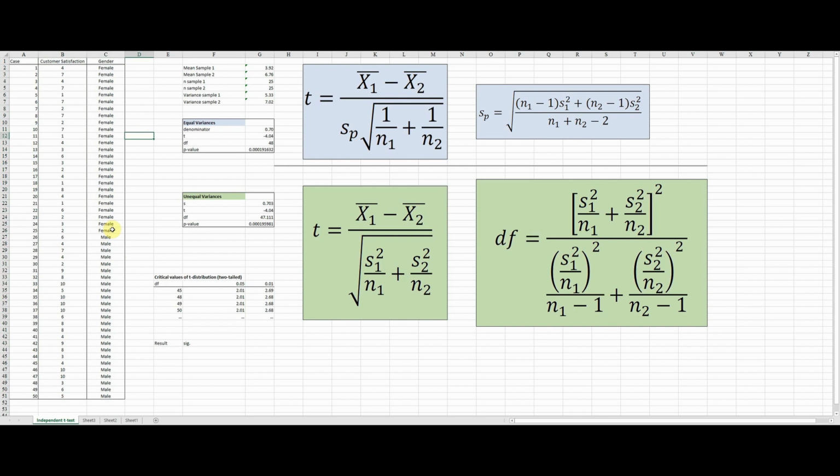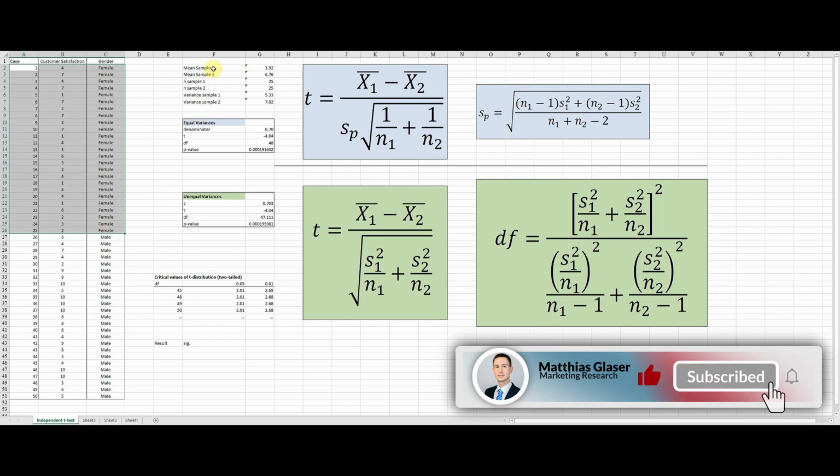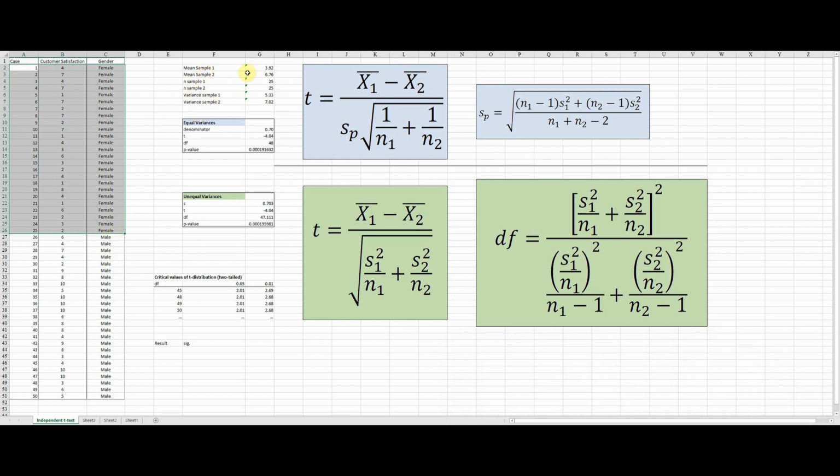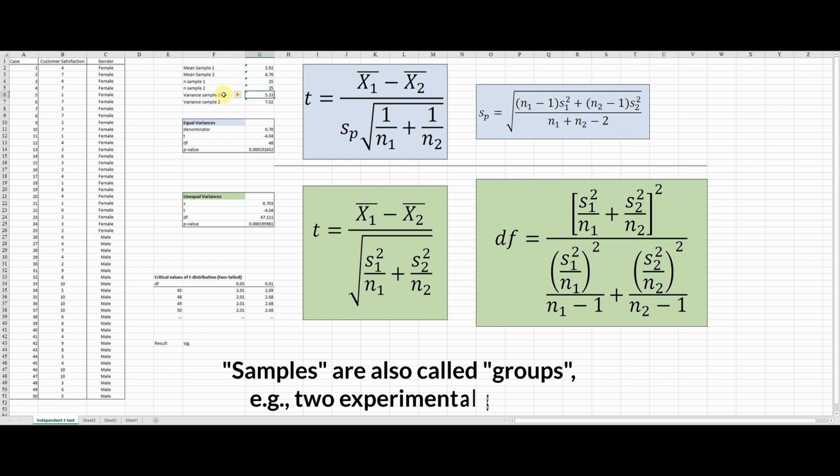Maybe one gender is a more critical customer than the other, but we would just want to look at the empirical results. What you will do first is to calculate some descriptives for each of those two groups. So we would calculate the means for each group. You calculate the mean by adding up all the customer satisfaction values and then dividing it by the number of cases. Then n is the sample size, so we have 25 cases in each sample, and then you have the variance of each sample of those two.